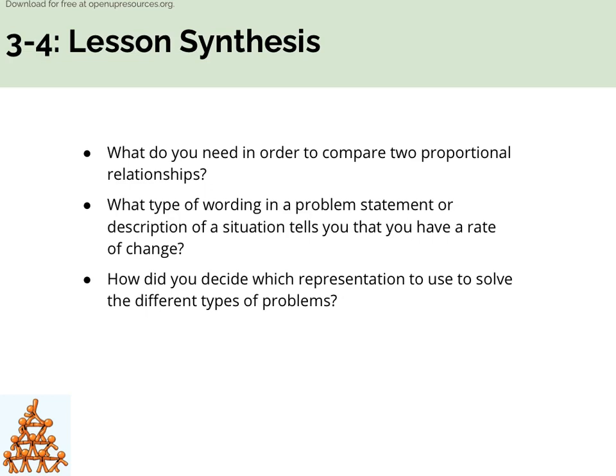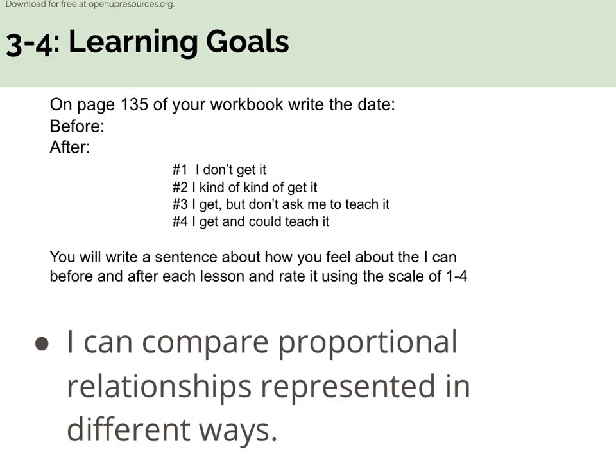And so we need to have the k value or the constant of proportionality to compare those together. And when we have that number, we want to make sure that we label our fraction, the top and bottom, so we know what's going on. Go back to page 135 and read the I can statement. I can compare proportional relationships represented in different ways. That's what we were doing.